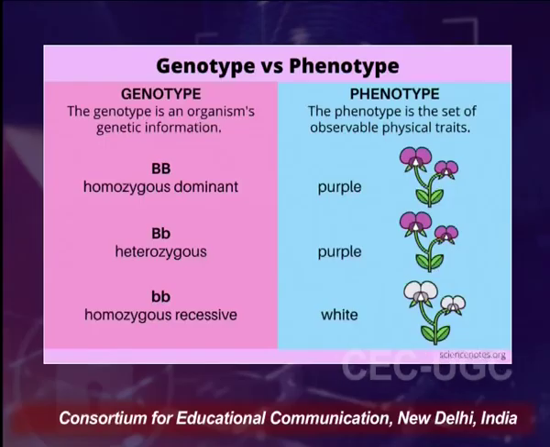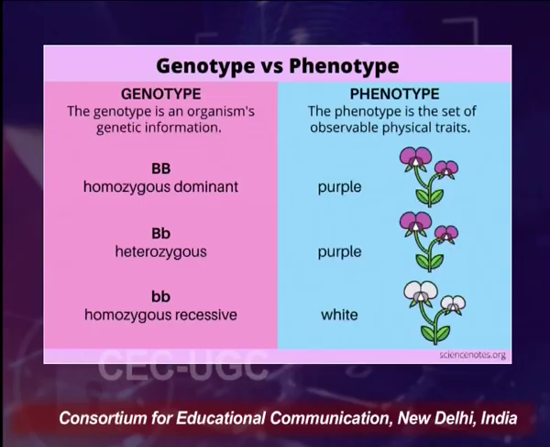So, you can see the corresponding picture that the phenotype is the set of observable physical traits. If there was capital B, homozygous dominant, then the flower color was purple. Even in the heterozygous condition, the genotype is different, but the phenotype is purple only, because capital B is giving purple color to the flower. In the absence of capital B, when we have small b, that means homozygous recessive condition, the color of the flower becomes white because there is no dominant allele present to give purple color to the flower. This is how genetics of genotype versus phenotype works.